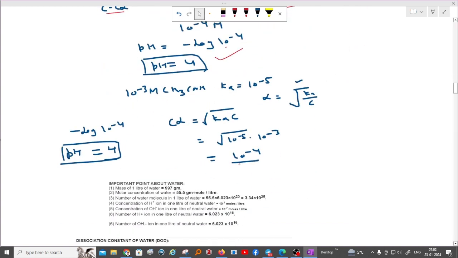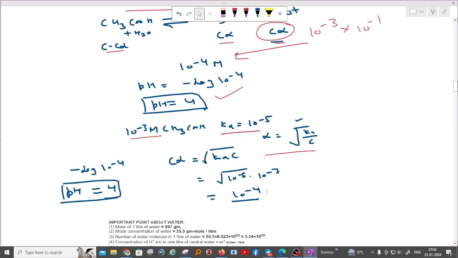Now, instead of giving a degree of dissociation, they can also give you the equilibrium constant, that is, the dissociation constant for the acid. Here Ka is given as 10 power minus 5, and the concentration is 10 power minus 3. So you know that alpha is equal to the square root of Ka by C. This is nothing but the Ostwald dilution law. If you want to calculate C alpha, then C alpha will be equal to the square root of Ka times C. Now Ka is given as 10 power minus 5, and C is given as 10 power minus 3. So if you multiply, you will have 10 power minus 8, and the square root of that is 10 power minus 4, and then pH will be equal to 4.